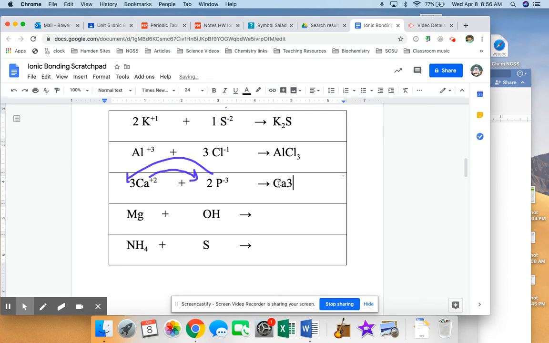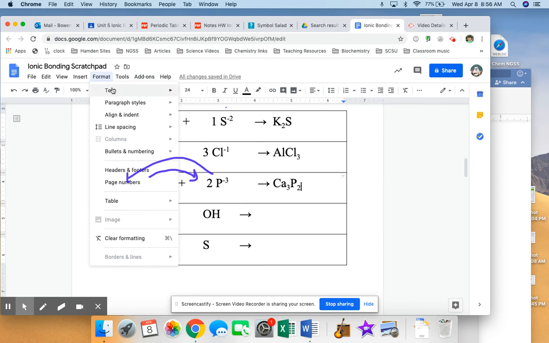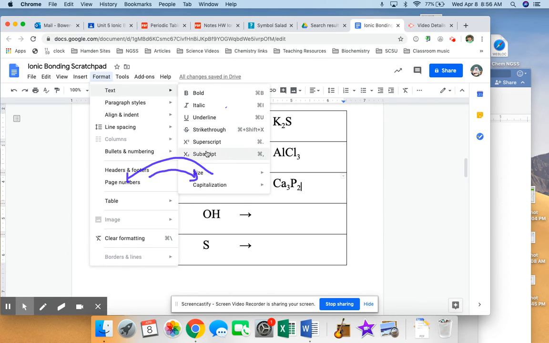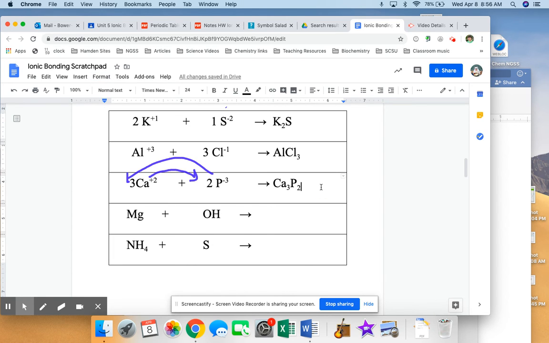Now we have Ca3P2. Again, you need to make those into subscripts. Make them smaller. You can do that using the format text subscript. Subscript makes it small on the bottom. Superscript makes it small on the top.